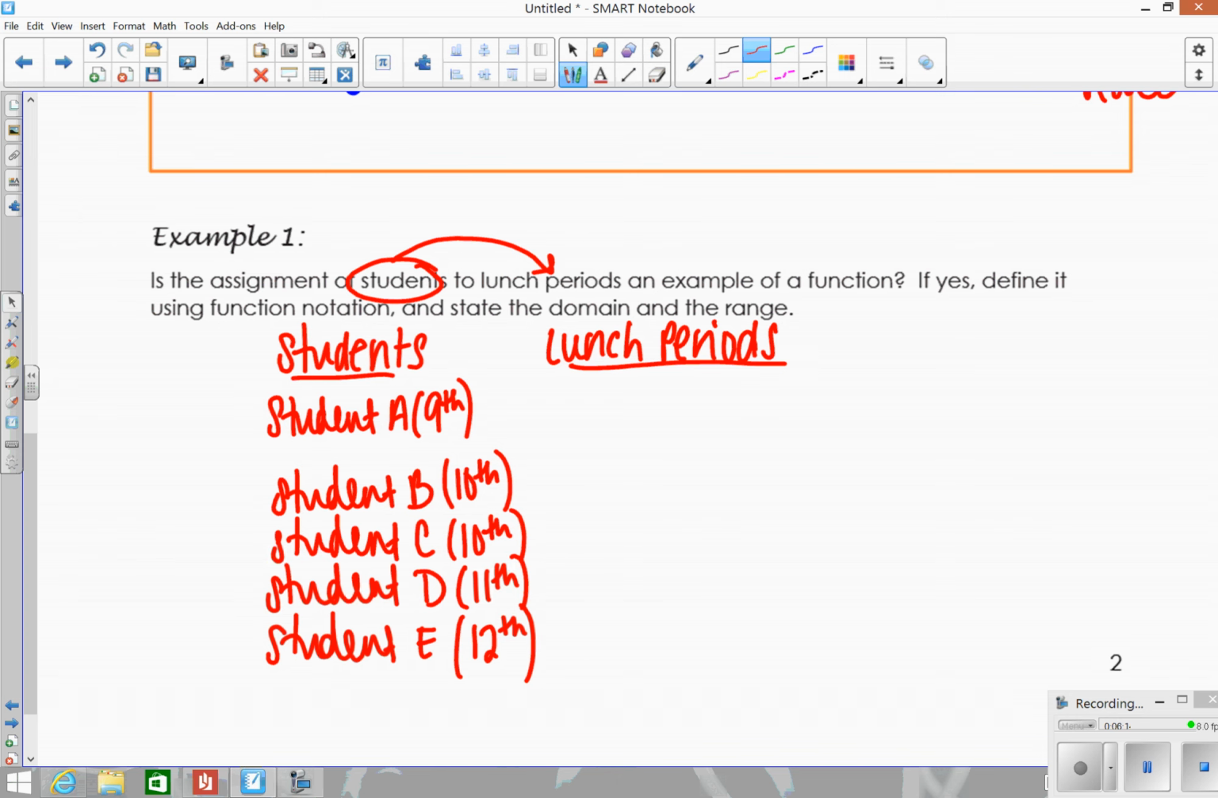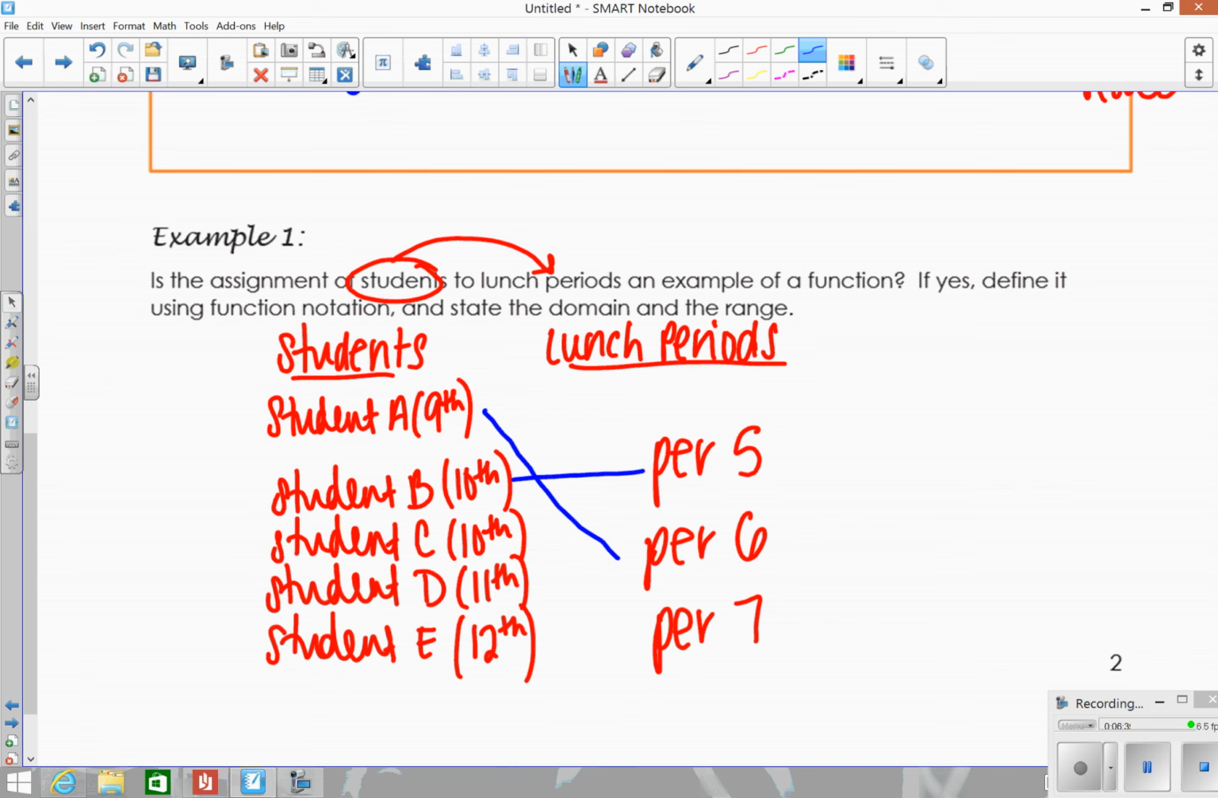So lunch periods. Think about the lunch periods we have. We have 5th period lunch, 6th period lunch, and 7th period lunch. Obviously there's more students than I have listed here, but each of these students has to go to a lunch period. So let's say this 9th grade student has 6th period lunch, this 10th grade student has 5th period, this 10th grader has 6th period, this 11th grader has 5th period, and this senior has double lunch. Let's say they have 6 and 7.